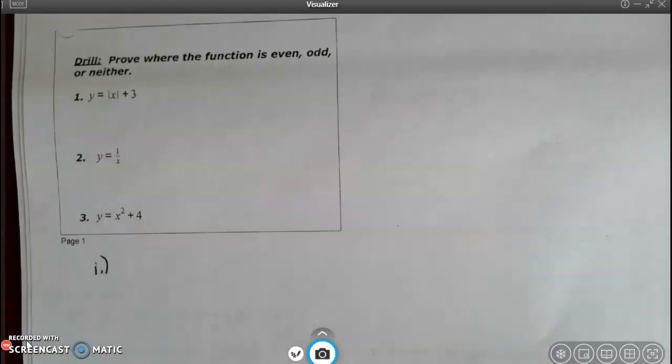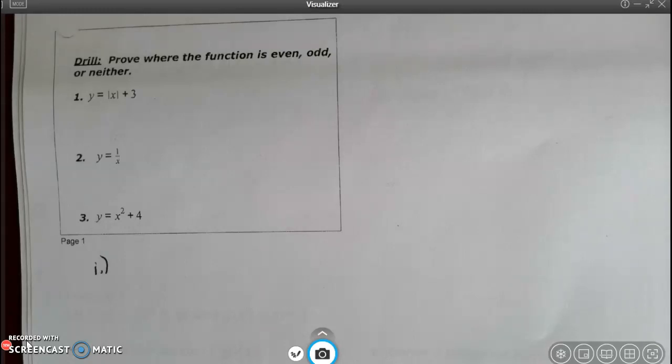Right, so this is lesson 3.7, composition of functions, video number 1. We're going to start with the drill from this day where we're proving whether functions are even, odd, or neither. For number 1, when we have to prove, we have to decide, do we think it's even, odd, or neither? Usually start with the one you think it might be.